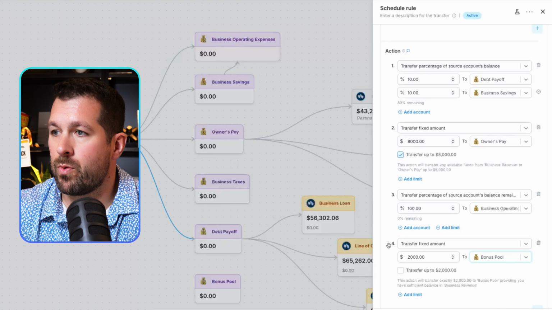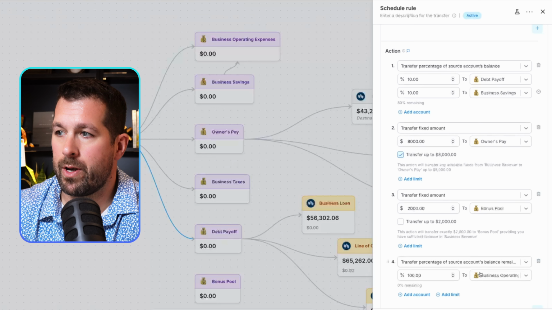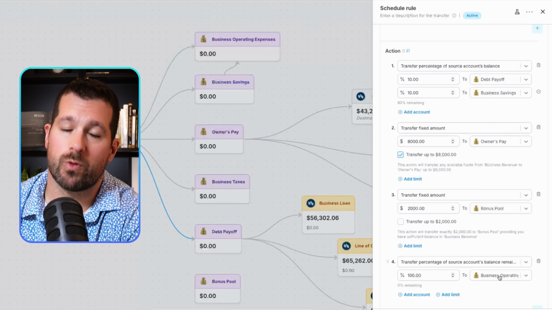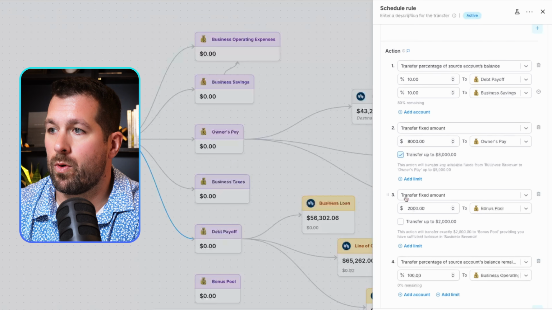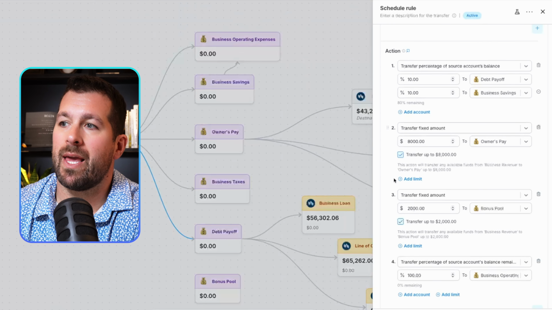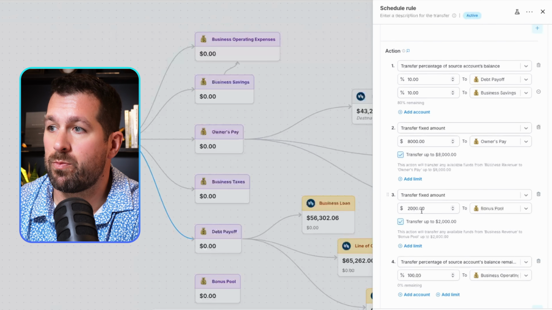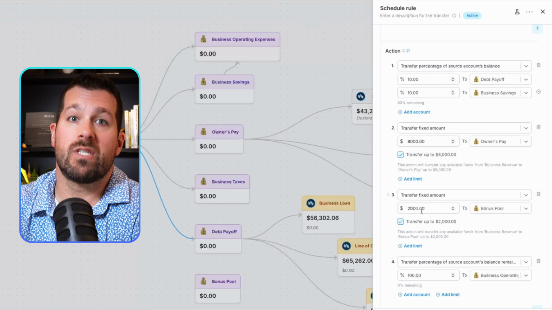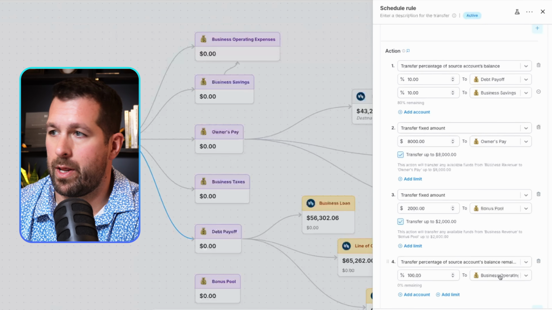And the important piece here is we want to actually move this rule up, because what we had is 100% of the remainder going to the business operating expenses, which wouldn't leave us $2,000 for the bonus pool. So I'm simply dragging that up, and now it will run these rules in order. Lastly, I checked the transfer up to. That means in case there isn't enough money to run it fully, if there's only $1,800 left at this point, well, we want to make sure that we're putting some money into that bonus pool, and everything else will be going to the business operating expenses.